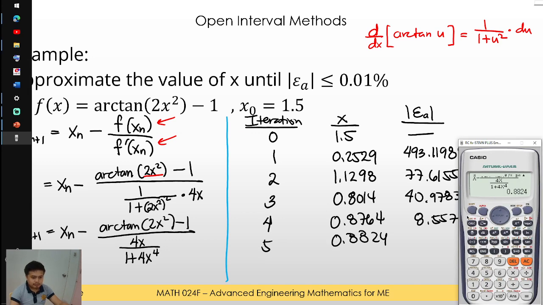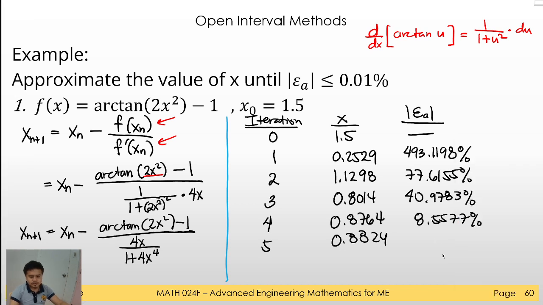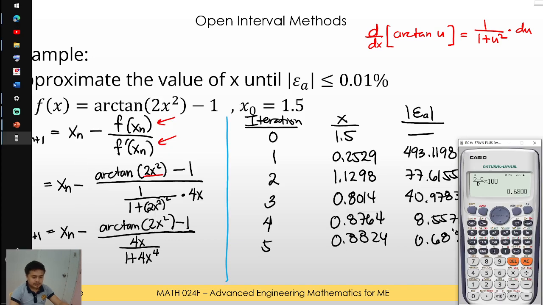And then for the percentage relative error, percentage approximate error, we have 0.8824 and then 0.8764. So that is 0.68%. And then I guess this will be the last one.